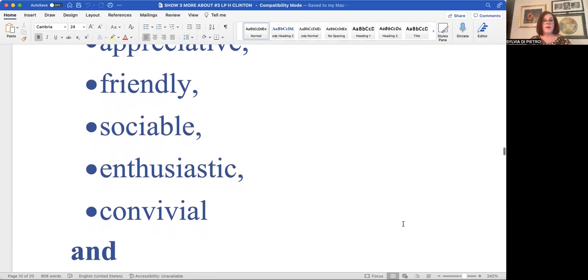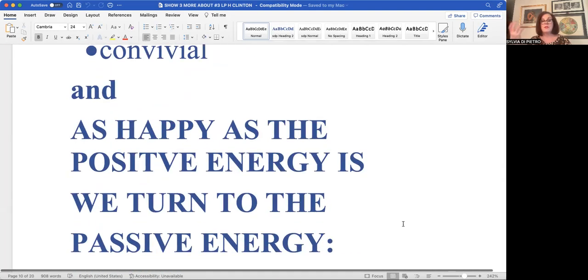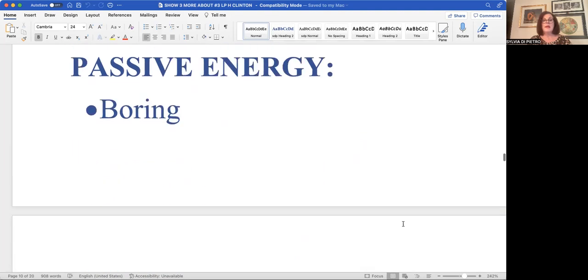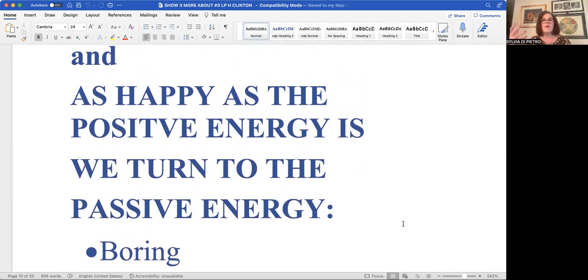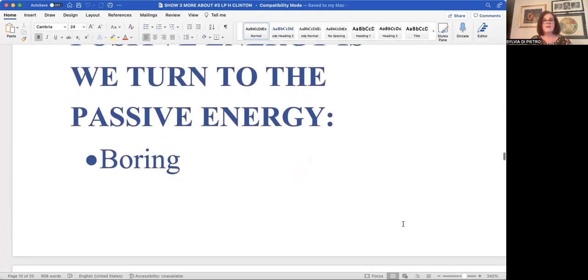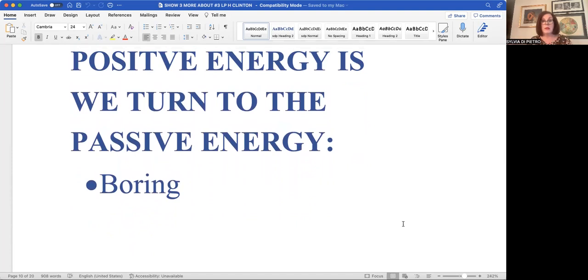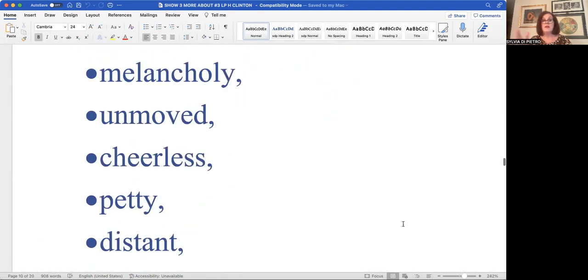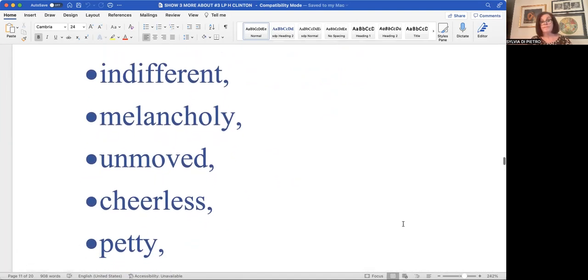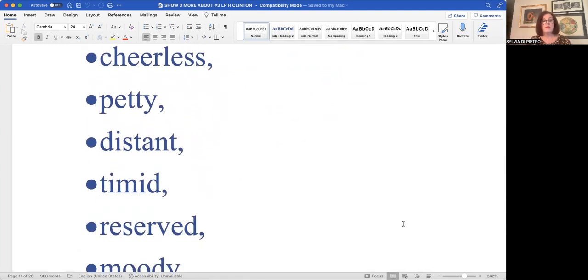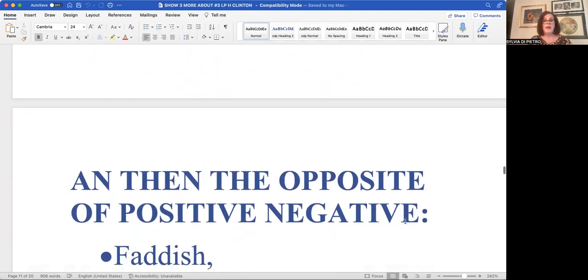The 3 is very friendly, it's sociable, it's enthusiastic. And it is really a very, very fun-loving number to be around. On a passive level, you know, it's a mediocre vibration. It's boring, indifferent, melancholy, unmovable, cheerless, petty, not a very nice vibration. Timid, reserved, moody, and emotional.